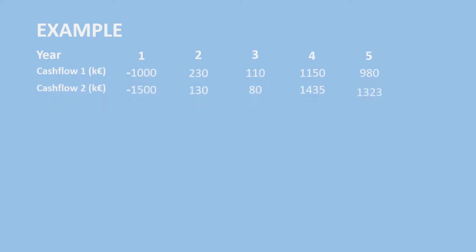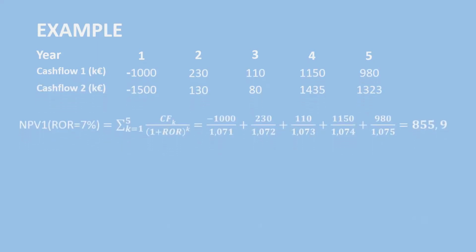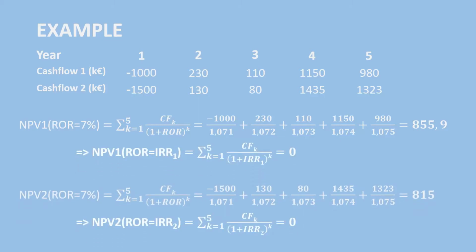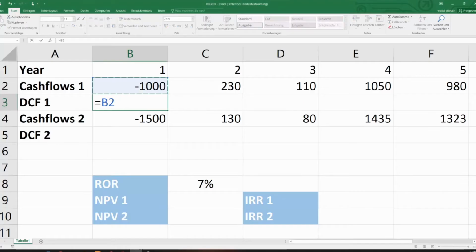Let's apply that to a real example. We have those two options with the following future cash flows and net present value. And now let's set them to 0 and replace the rate of return by IRR. You may have noticed that it is quite difficult to solve those equations manually.